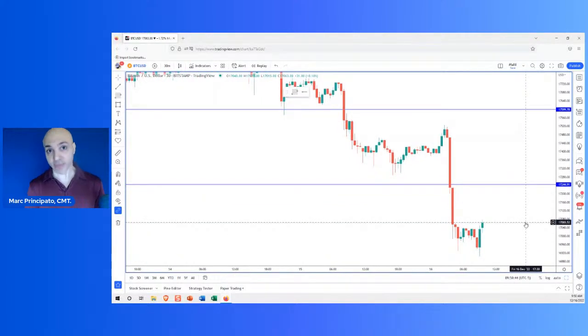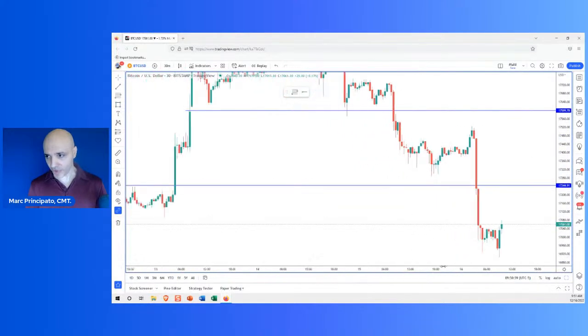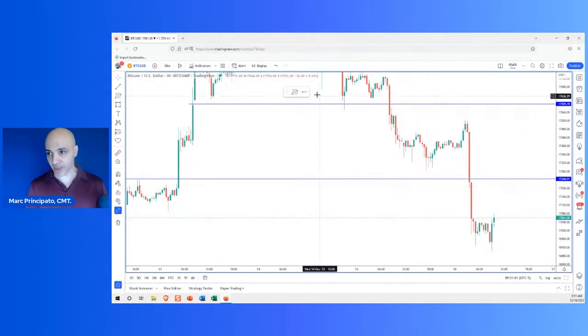You can take a long, but you have to be very on top of it, because if it turns the wrong way, you can't fool around, because we're going against that bigger picture momentum. Okay, I mean, look at this candle right here. I mean, the set of candles, that's some significant momentum. So with that, now I want to get a sense of my levels.